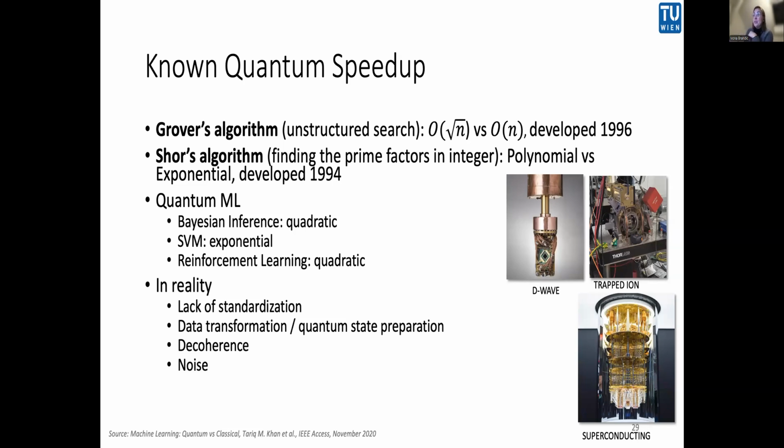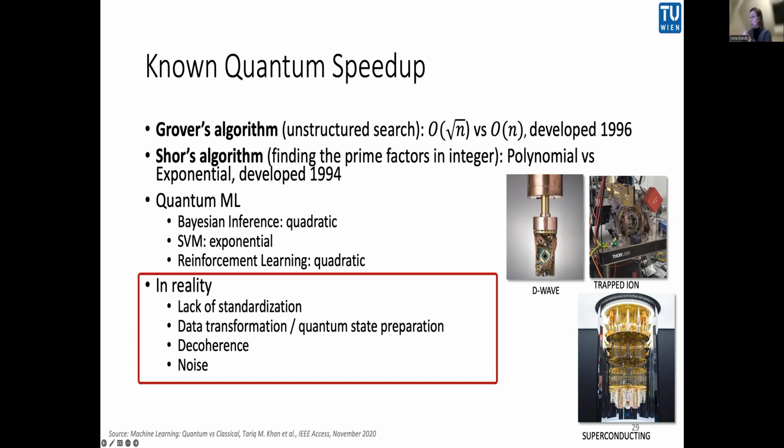Currently, the research is focused also on quantum machine learning, where we try to find forms for Bayesian inference, support vector machines, and reinforcement learning. But in reality, there are a lot of problems. First of all, there is lack of standardization.